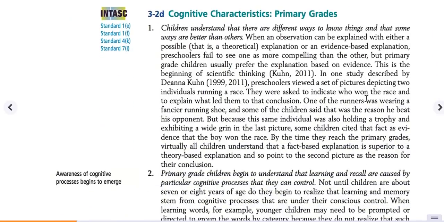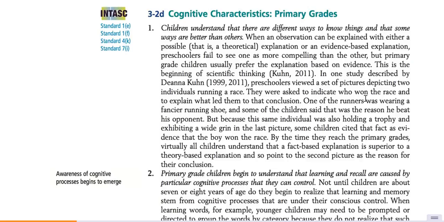Cognitive characteristics, primary grades. Children understand that there are different ways to know things and that some ways are better than others. When an observation can be explained with either a possible, that is, a theoretical explanation, or an evidence-based explanation, preschoolers fail to see one as more compelling than the other, but primary grade children usually prefer the explanation based on evidence. This is the beginning of scientific thinking.